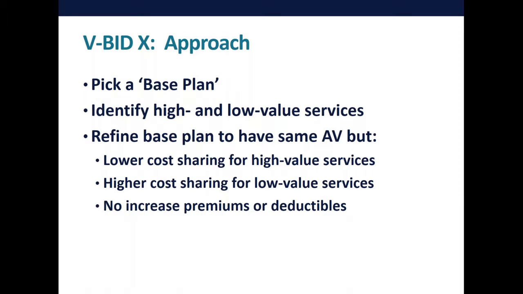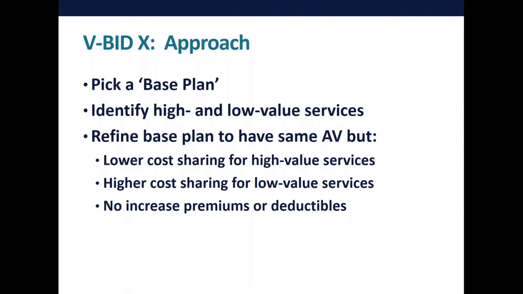So our basic approach was simple. We picked the base plan. We did this actually at a number of different levels, but for the purposes of this, we had a silver, a relatively standard silver base plan. I realize there's a whole range of different silver plans and different designs, so relatively typical silver base plan, so roughly a 70% actuarial value plan.